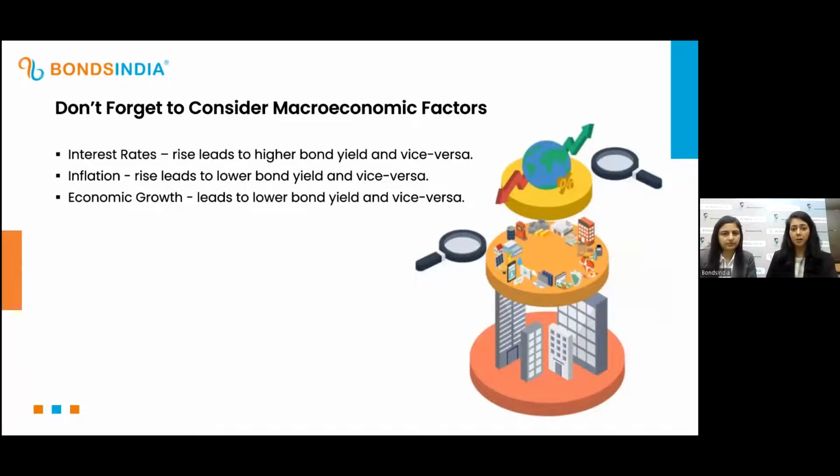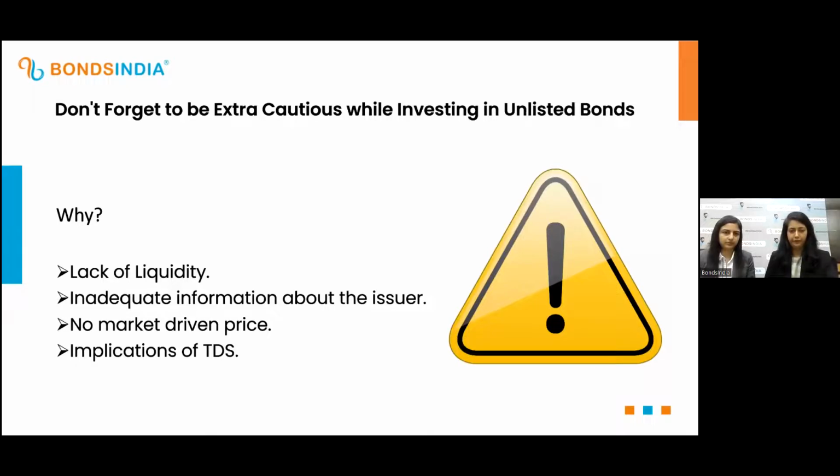Macroeconomic factors, like Shelly also covered in the previous slide: it is very important to look at certain factors like interest rates, inflation, RBI policies, and the overall standing of the industry or of the issuer of the bond that the investors want to invest in. Keeping yourself updated with relevant information is very beneficial. Unlisted bonds: when we talk about unlisted bonds, we are always suggesting our investors, our public, to be very cautious. Unlisted bonds come with their own inherent risks, like lack of liquidity, inadequate information about the issuer, lack of price discovery, tedious implications, and most importantly, of course, lack of SEBI oversight on these bonds.